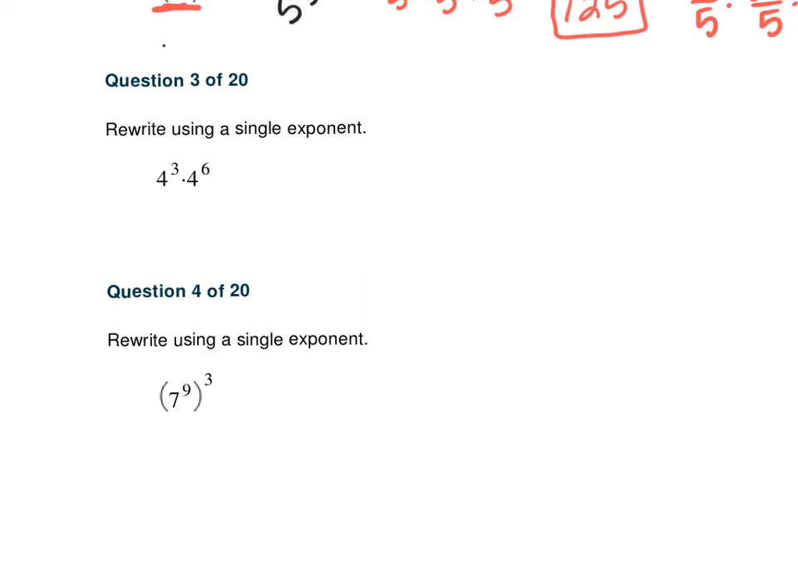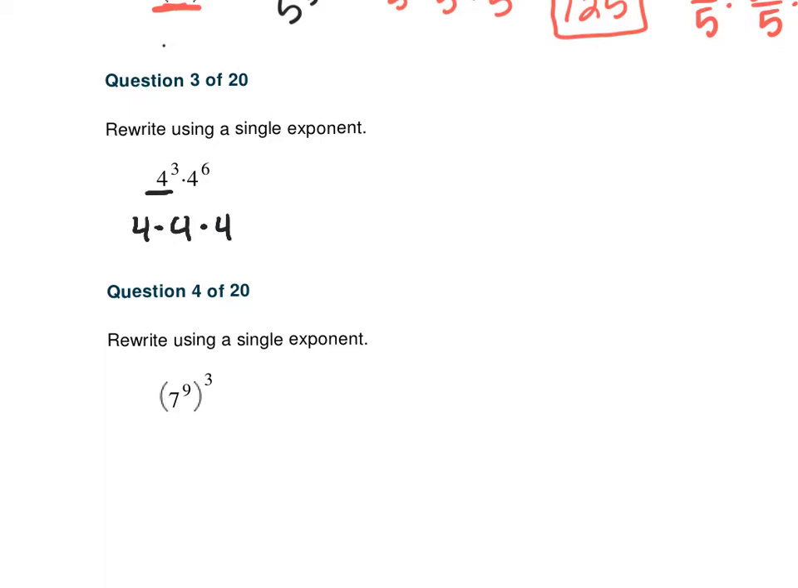So question 3 asks us to rewrite using a single exponent. So this is our product of powers rule. So if they have the same base, if you look at those old exponent notes, you could just add your exponents right away. However, instead of memorizing all of those rules, what I can do is write this in expanded form. So right here in black, I have 4 to the 3rd power. So that's like saying 4 times 4 times 4.